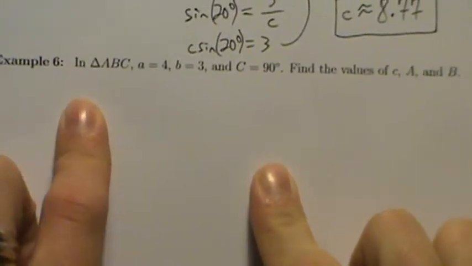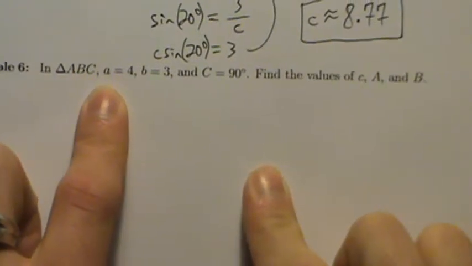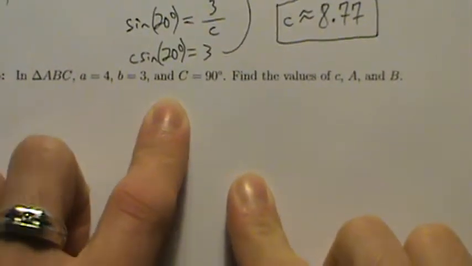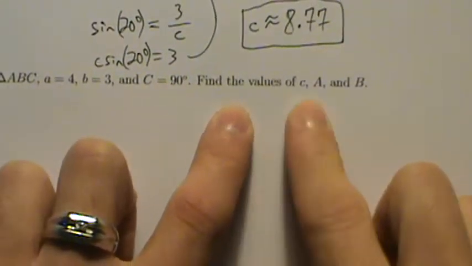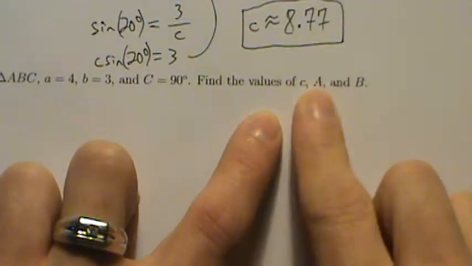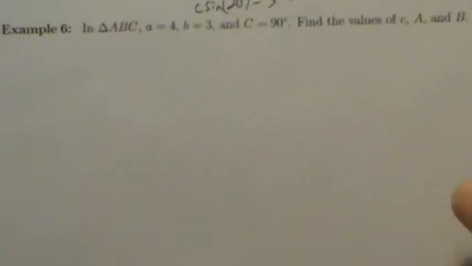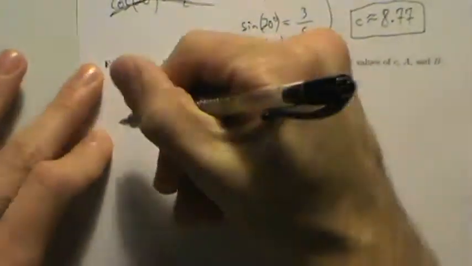So example 6: in triangle ABC, little a is 4, little b is 3, and big C is 90 degrees, so that tells us it's a right triangle. And we want to find the values of little c, capital A, and capital B. Now let's go ahead and draw the triangle.